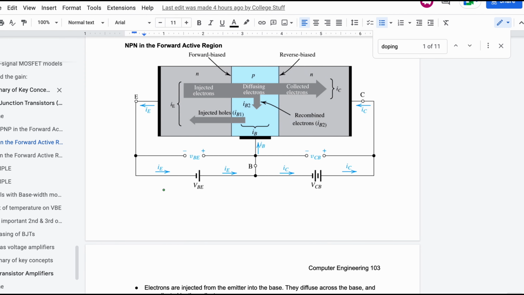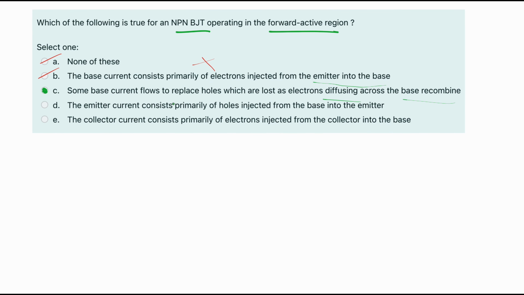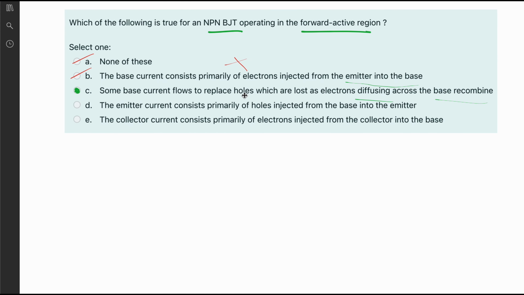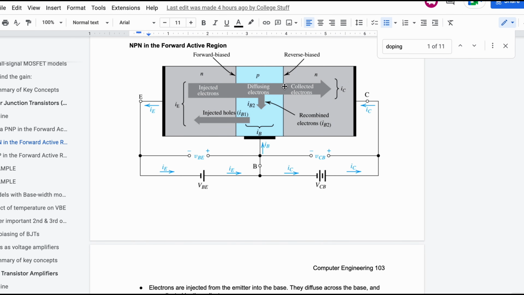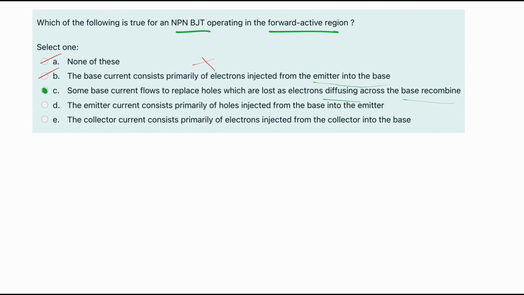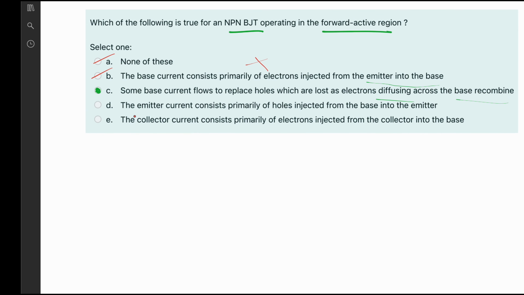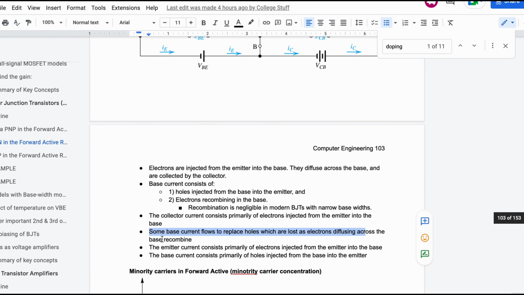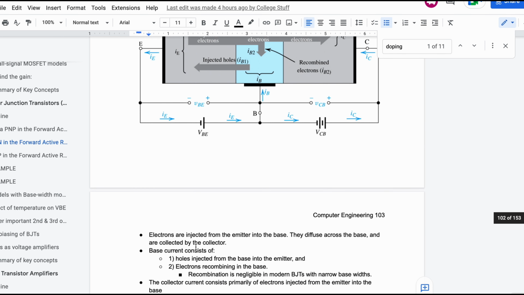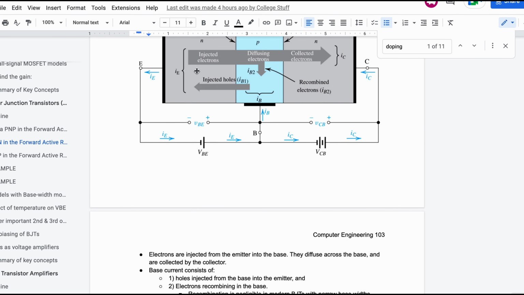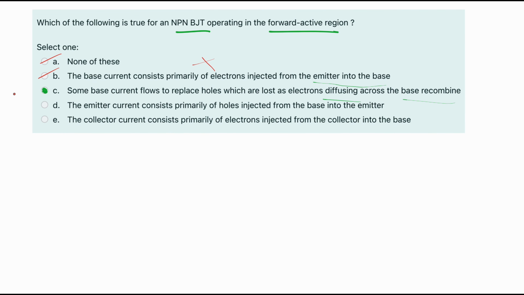Again, we have our base current flowing into here, and it's replacing the holes which are lost as electrons recombine in the base. We're losing electrons that are going to the right. Next, we have the emitter current consists primarily of holes injected from the base into the emitter. The emitter current is not just consisting primarily of holes. If we look down here, the emitter current consists primarily of electrons. So when we look in here, we have our IE, primarily electrons across here. So this is false.